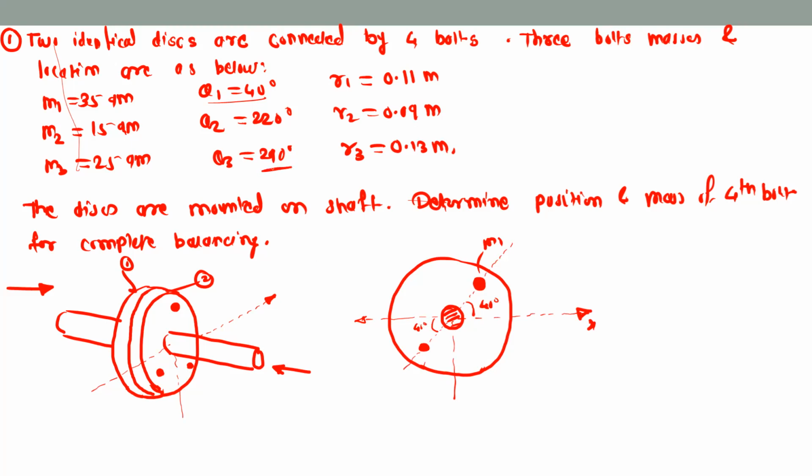Next is 290 degrees. With respect to the x-axis, this is at 70 degrees. So this angle is 70 degrees. This is M2 and this is M3. So I will just draw the diagram only for the masses. So this is M1. Then this is M2.